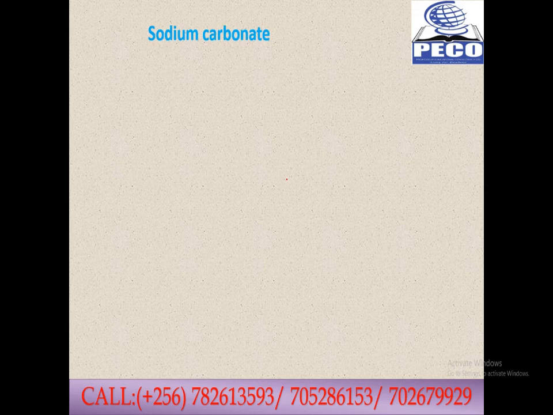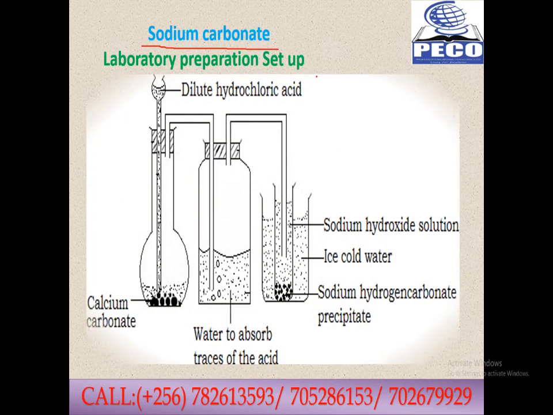After looking at how we can test for a carbonate or hydrogen carbonate, let's pick out one carbonate and look at it in detail. So we look at sodium carbonate. We have just picked one, but this is the common one at this level. So we look at laboratory preparation, and this is the setup or the diagram.